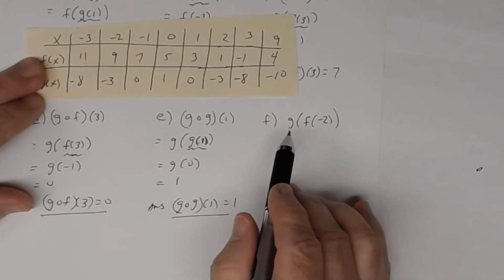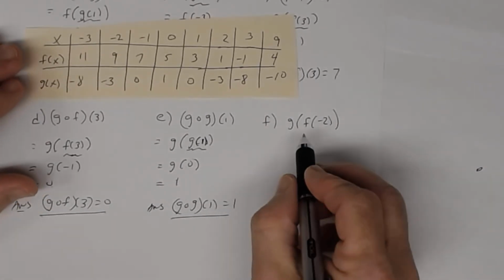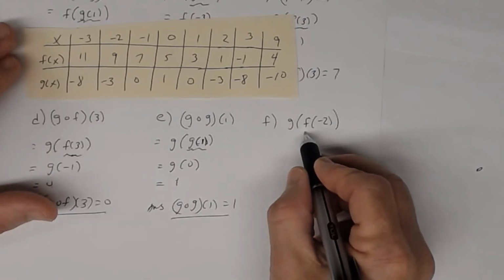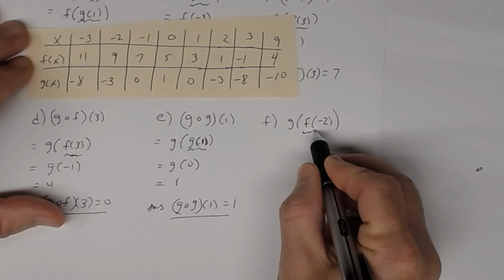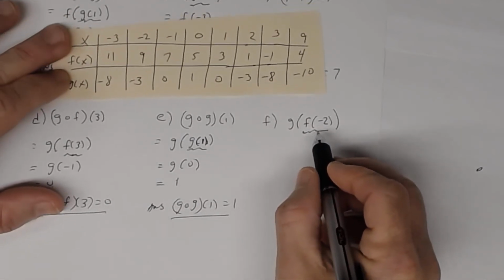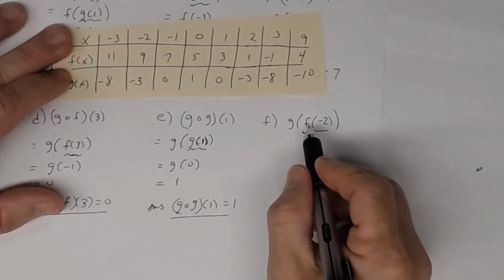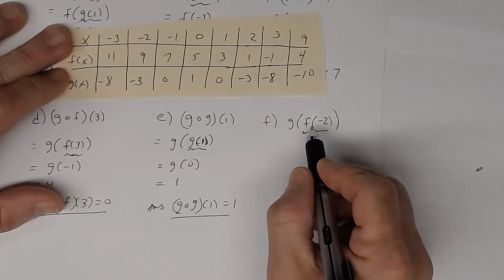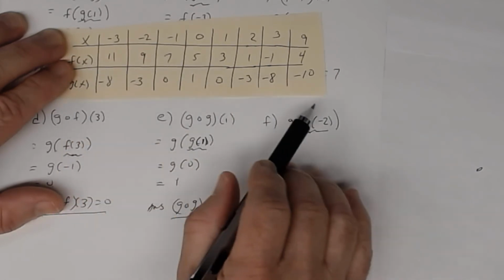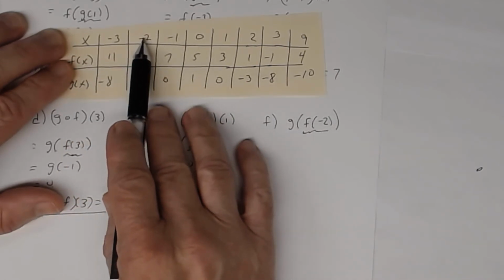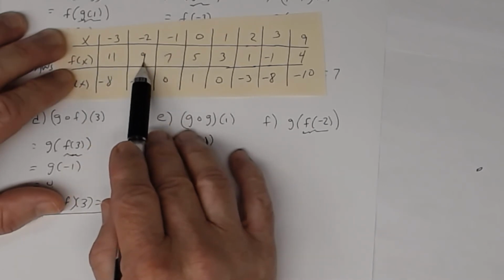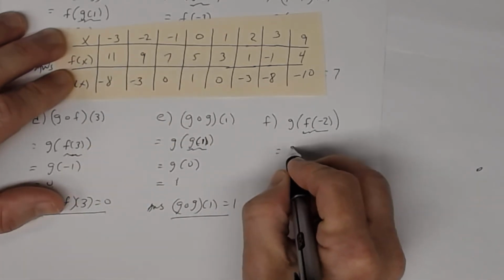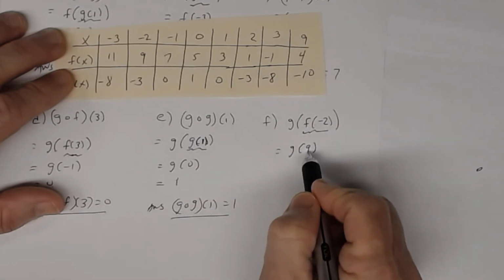All right. And then F, so F is already in the form g of f of negative 2. So f of negative 2 means when x is negative 2, what's the y value? What will be that y value? So I'm going to use the f function first. So when x is negative 2, here's where x is negative 2. F of negative 2 is 9, right? So this becomes g of 9. So f of negative 2 is 9.